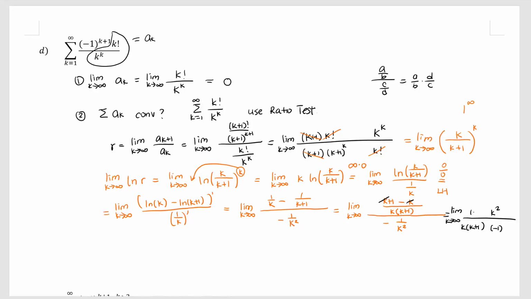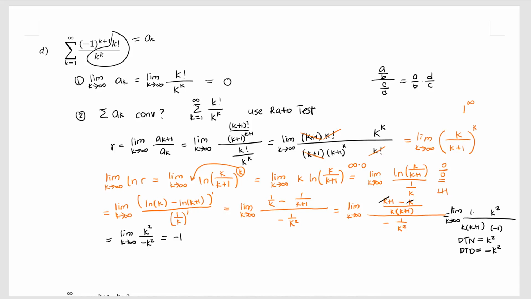Okay, so what is this guy? And you can see here, when k goes to infinity, we look at the dominant terms. The dominant term of the numerator is k squared. The dominant term of the denominator is negative k squared. So that is the limit, k squared over negative k squared, which is negative 1.